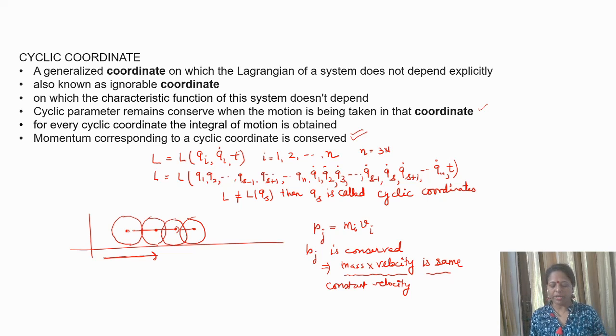For every cyclic coordinate, an integral of motion is obtained. This will be proved later. And another consequence is that the momentum corresponding to a cyclic coordinate is conserved. We'll come to the last result, that momentum corresponding to a cyclic coordinate is conserved. There are two other consequences of cyclic coordinates which I'll prove here, and I'll write them as two theorems. First of all, we'll see how the momentum corresponding to a cyclic coordinate is conserved.